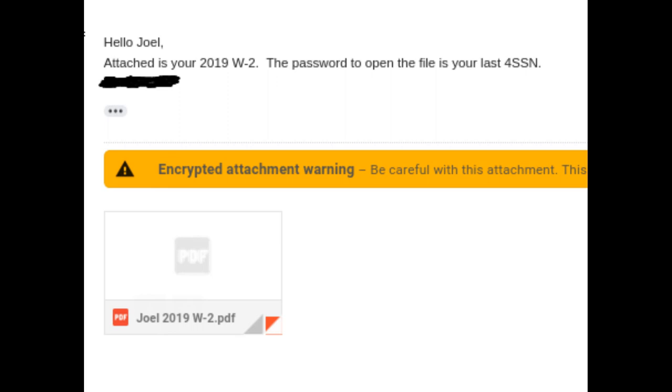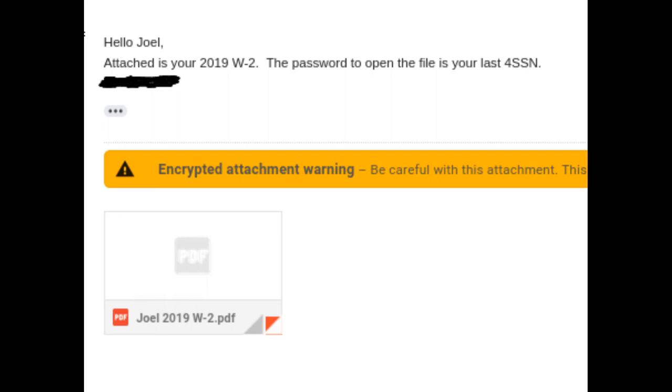Another example of the social security number being used as a security mechanism was from an email I got for some work I had done in the United States. Attached is your 2019 W-2, some tax form. The password to open your file is your last 4 digits of your social security number.